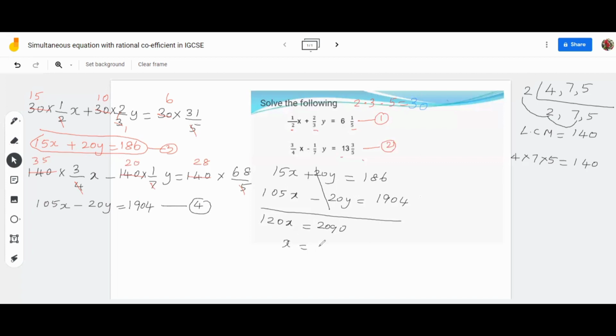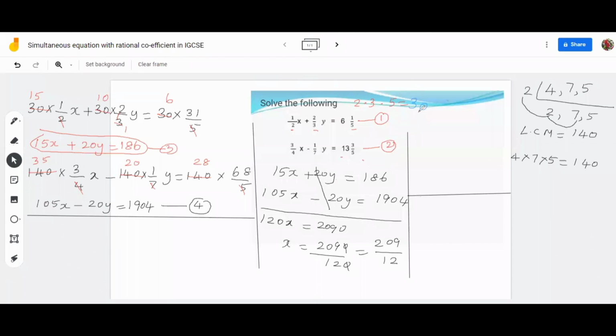What about x? x equals 2090 over 120. Fine. Here also you can simplify. You can cancel the zeros. I have 209 over 12. This is my x value. Just a minute, let me divide the board. Okay. What about the x value here? x equals 209 over 12.